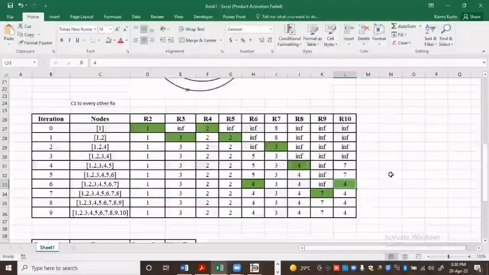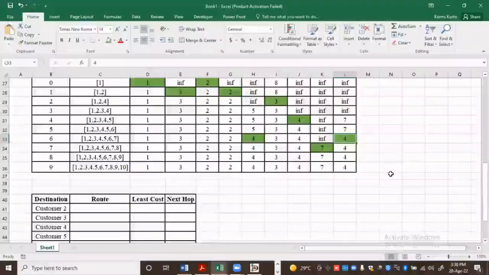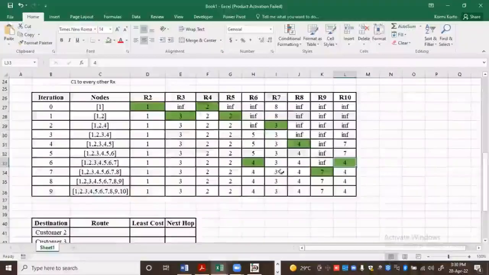So now let's tabulate the route and the least cost and their next hops. Okay, but before that, let's try to draw the, what's the name?